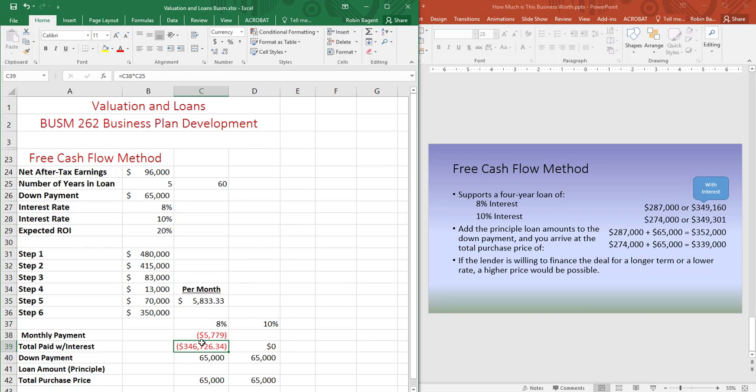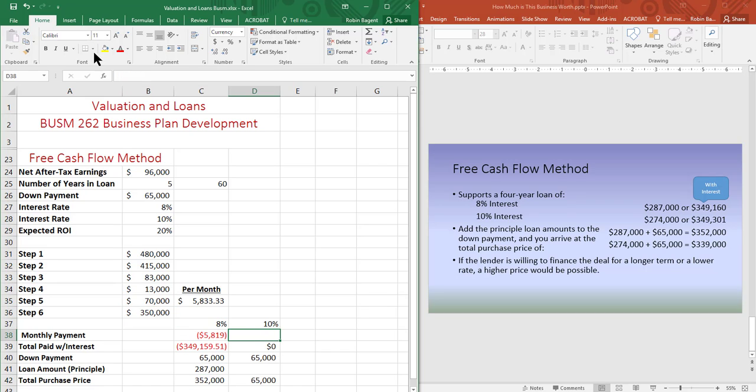And that puts me at 346. So I can actually go up a little bit. Let's try 287. Oh, right there. So I know I can borrow $287,000, and that will be where I can max out at my possible allowance.